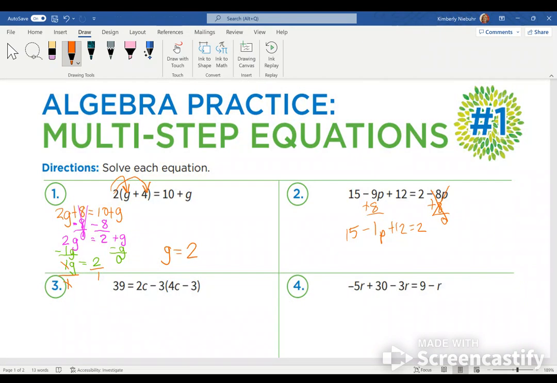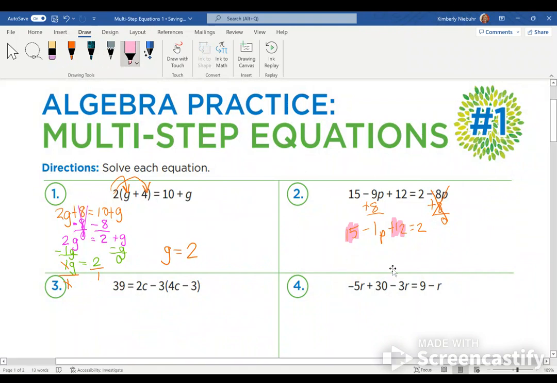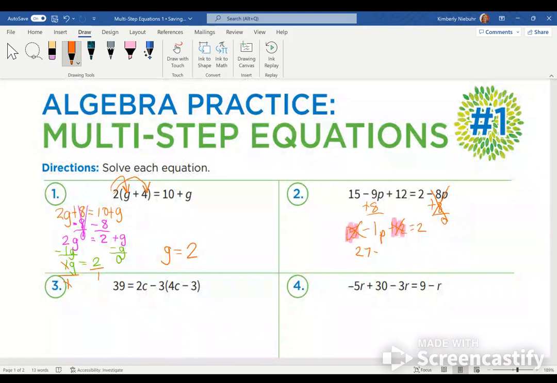We're going to combine the 15 and the 12. 10, 25, 26, 27. So it's going to be 27 minus 1p equals 2. And we want to get the variable p all by itself. So the inverse or the opposite of positive 27 is negative 27. And we're going to get 0.